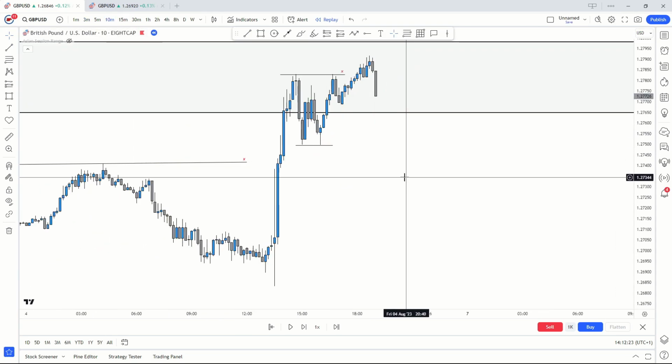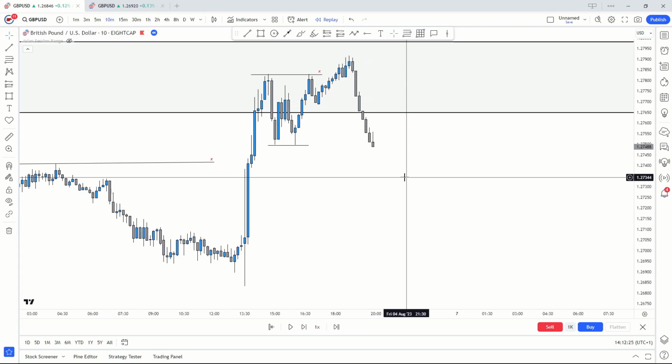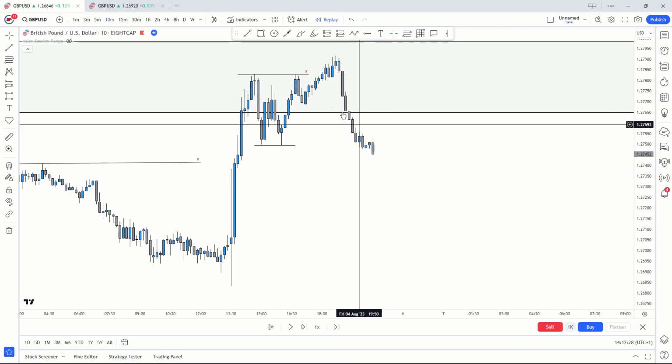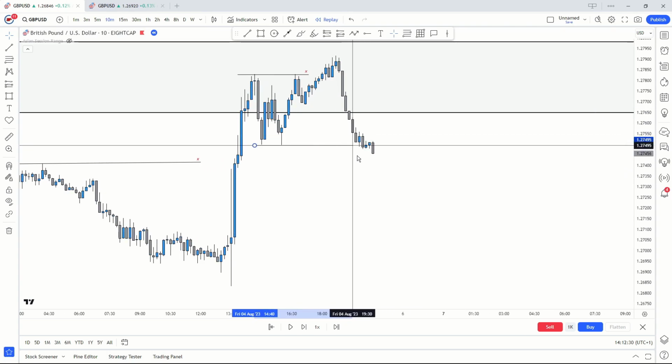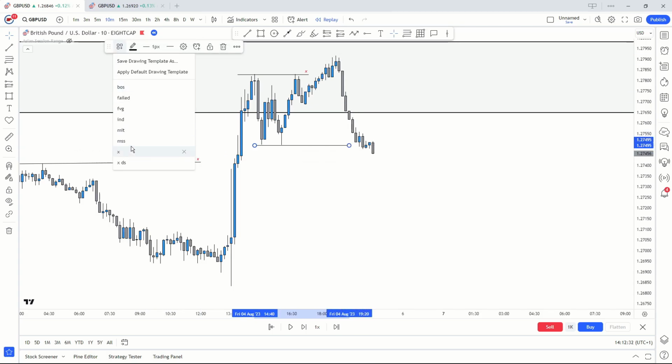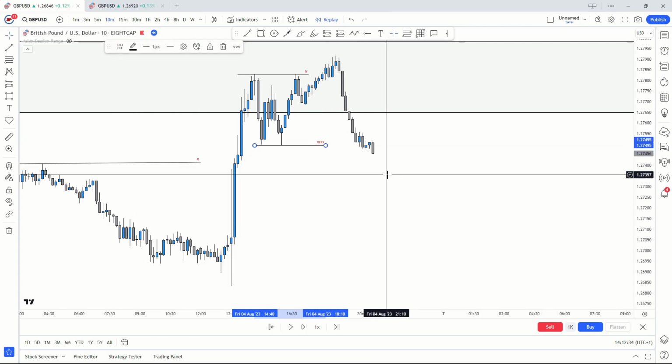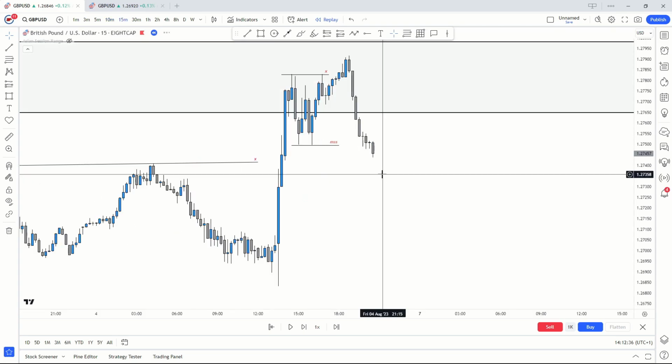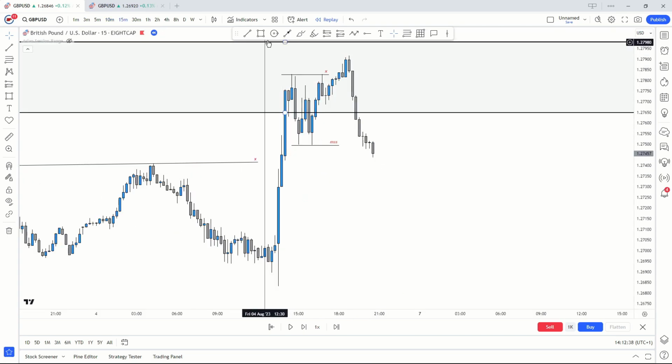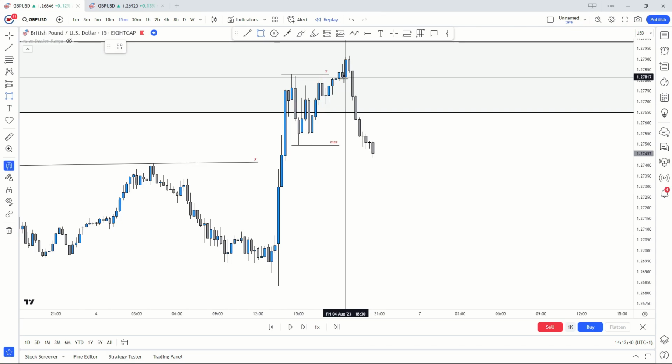Okay? And there you go. Price sweeps this low. It takes out this low, giving me a market structure shift, and now I can start looking for entries. So you could have gone off of this 15-minute level of supply here.